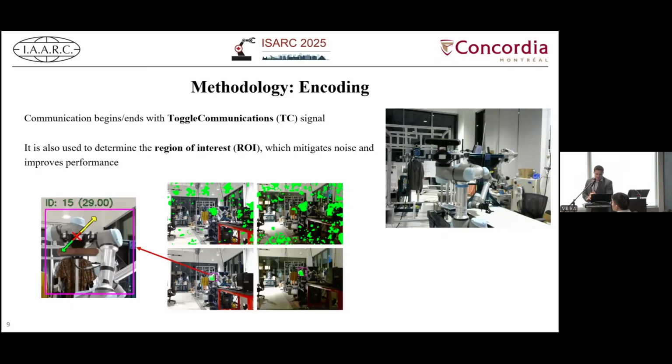How we begin communication is we start with this TC signal, which I mentioned is a cross pattern. This helps to determine an ROI for the camera. What that does is it helps to mitigate noise and improve the performance of the subsequent decoding. Right here, again, we have the UR5E doing that cross pattern, and the camera will establish this ROI zone here.